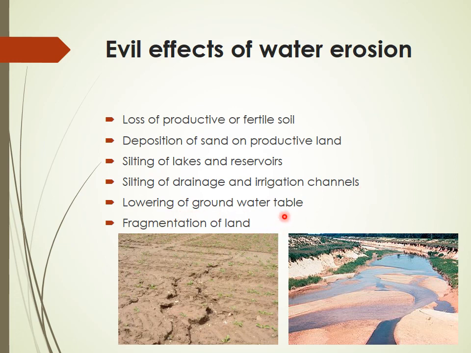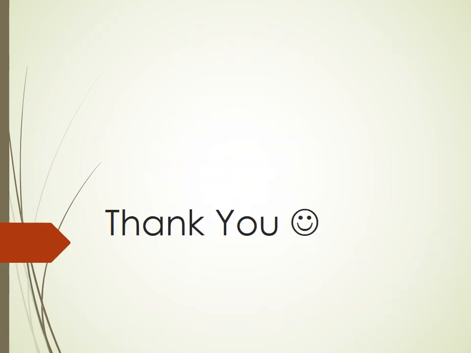Then lowering of the groundwater table. When soil is deposited, automatically the groundwater table will get lowered. Then fragmentation of land. Obviously, the lands will get fragmented due to natural erosion.